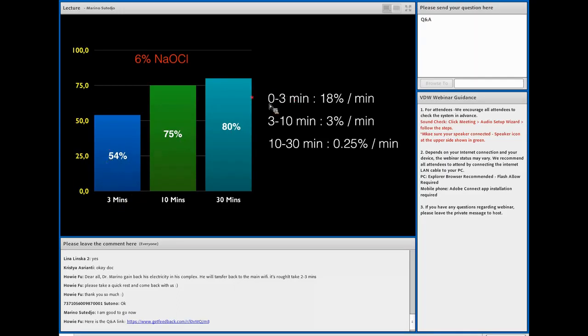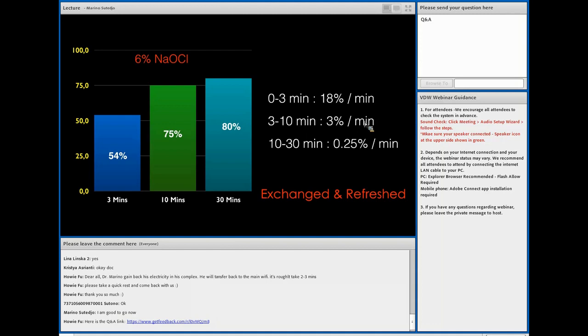So it means for the 0 to 3 minutes, our sodium hypochlorite can kill and digest about 18% per minute. But from 3 to 10 minutes, it is only 3% per minute. And for 10 to 30 minutes, it's only 0.25% per minute. So it means it does not depend on how long you leave your sodium hypochlorite, but it also depends on how frequently we exchange and refresh our sodium hypochlorite.